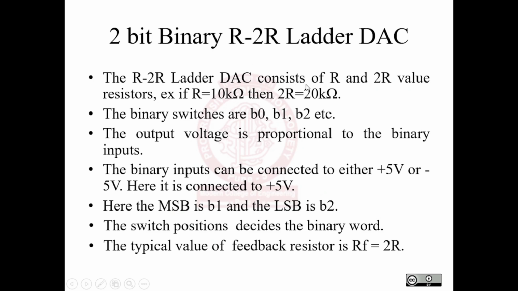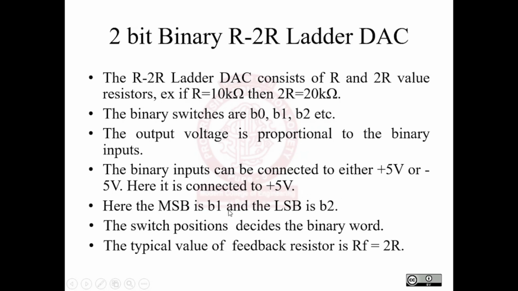Here, this R2R ladder DAC consists of R and 2R. They are two types of resistors. For example, if R is 10 kilo ohm, then 2R is 20 kilo ohm. There are binary switches such as B0, B1, B2, etc. The output voltage is proportional to the binary inputs, and the binary inputs are connected to the reference voltage, which can be positive or negative. Here in our case, it is plus 5 volt.